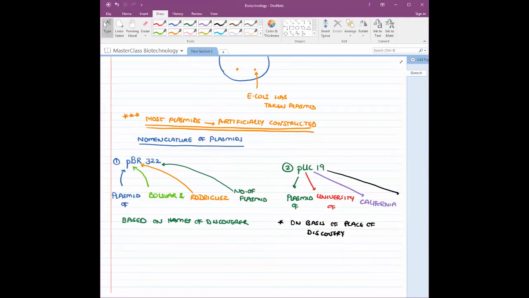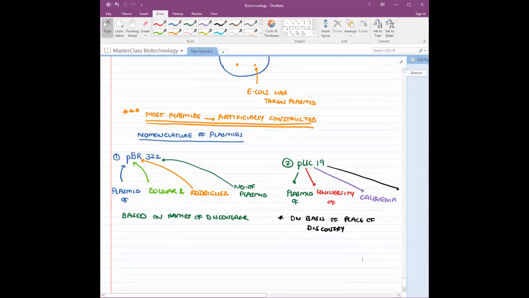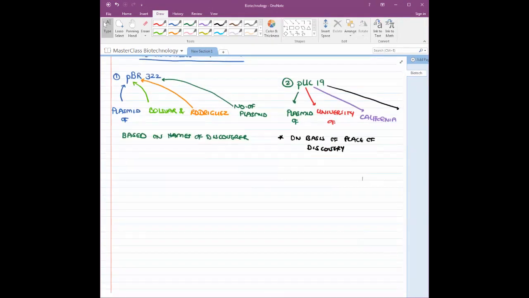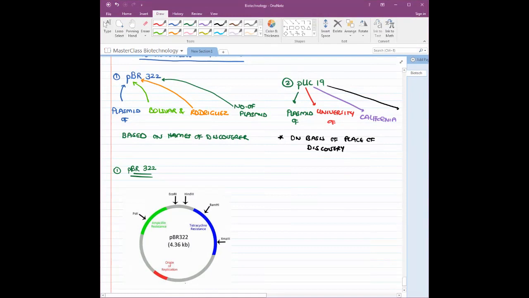Now the next thing, guys, we have to study the structure of pBR-322. You don't need it in complete detail, but we need to know a few things. This is the most widely used plasmid ever. First of all, this is its entire total size, 4.36 kb, kilo base pairs, but that is not there for you.